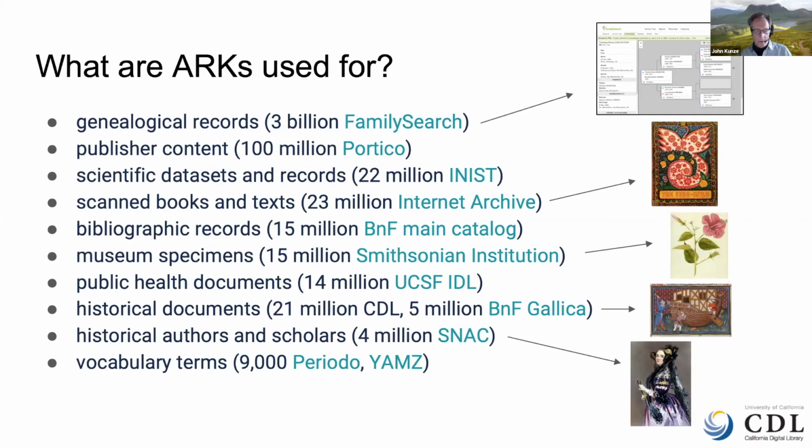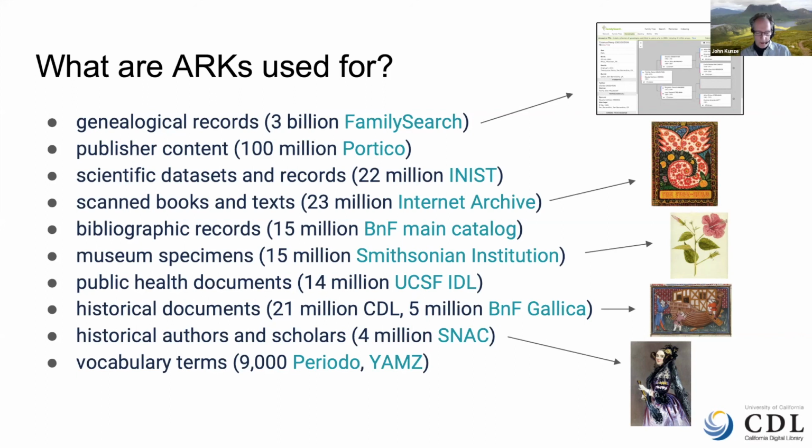So what are ARKs used for? Well, here's a list in descending order according to numbers of ARKs assigned. The heaviest user of ARKs is the largest genealogical research organization. That's the one that Tom Creighton belongs to. It's called FamilySearch International. Next is the archive of all the source files for mainstream published content. And this is what Karen Hanson will talk about in a minute.